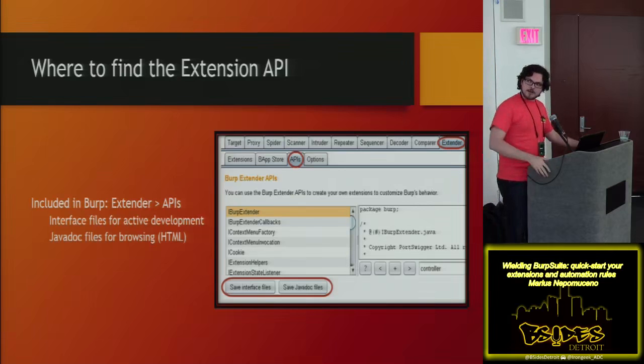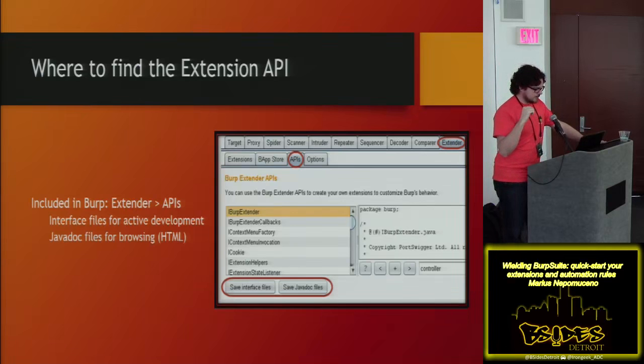The two buttons at the bottom there are Save Interface Files and Save JavaDoc Files. Save Interface Files allows you to actually save the Java interface files themselves, so you can use something like an IDE when you're developing. And I have a guide for that, as you'll see. Save JavaDoc Files will just give you an HTML website with all of the documentation behind BurpSuite. So it will literally extract it from BurpSuite and put it in nice HTML docs, very pretty.